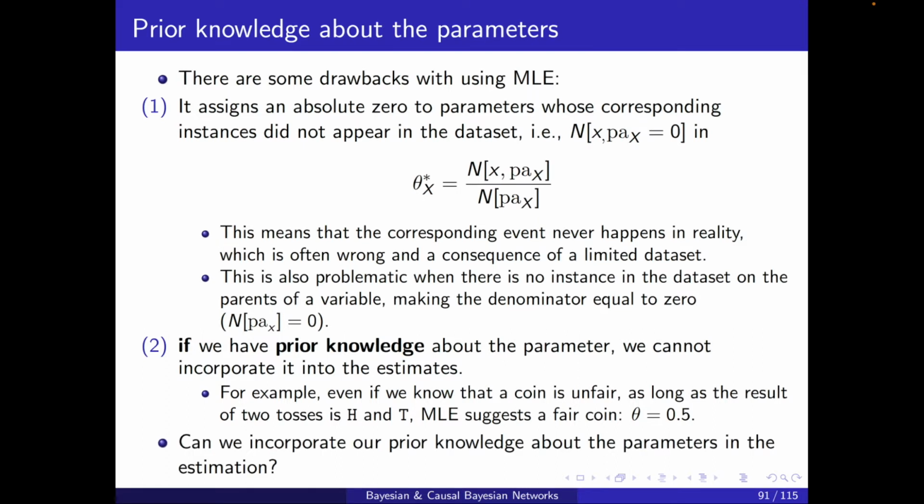So the question is, can we incorporate our prior knowledge about the parameters in the estimation? By doing this, we may be able to solve this issue I raised here. Because if I'm sure that an event will happen in reality with some non-zero probability, that it's impossible that it will never happen, then this is some kind of prior knowledge that I can hopefully incorporate into my parameter estimation and avoid this case of an absolute 0. So is there a way to incorporate this? And the answer is yes, via the posterior distribution.